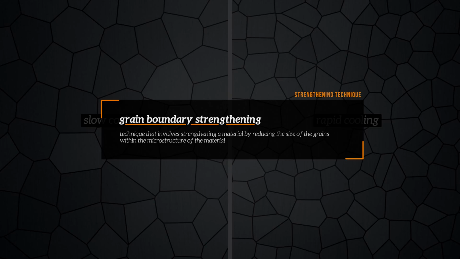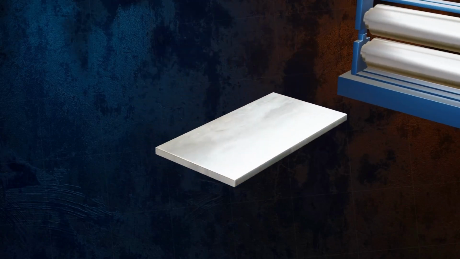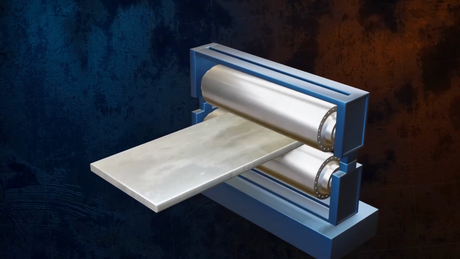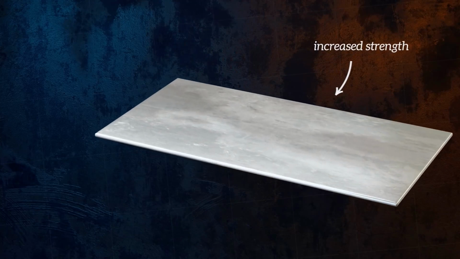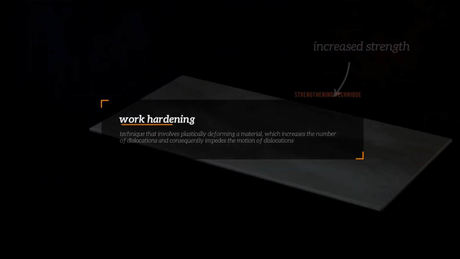This is just one of many strengthening techniques. We can also strengthen a metal by plastically deforming it, using techniques like cold rolling or forging. This increases the number of dislocations, and so increases the strength of the material at the cost of reducing its ductility. This is called work hardening.